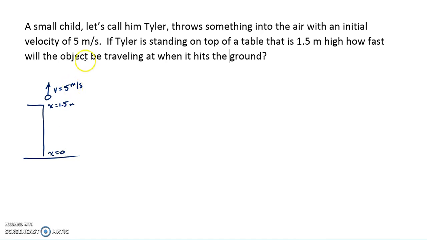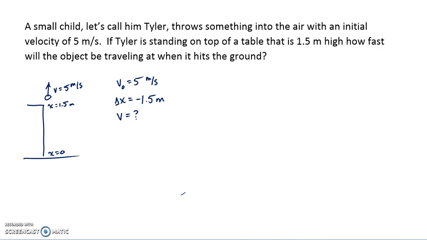Now, I like to list my givens. Okay, so let's see. I know my initial velocity is 5. All right. And I know my displacement is always final minus initial. So my final is 0, my initial is 1.5. So my displacement is negative 1.5 meters. Let's put meters per second on this bad boy. And we want to know how fast we'll be traveling. So that's a velocity. Oh no, it's unsolvable.